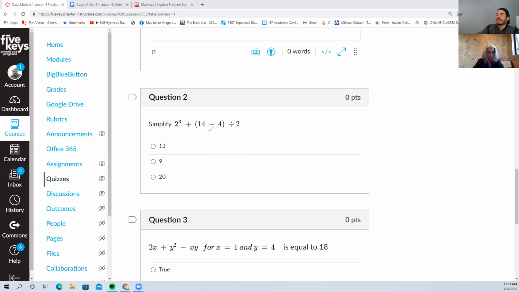Okay, so here we have several more operators. We have an exponent. We have addition. We have a group. And then we have division. So we're going to do our group first. 14 minus 4 is 10.